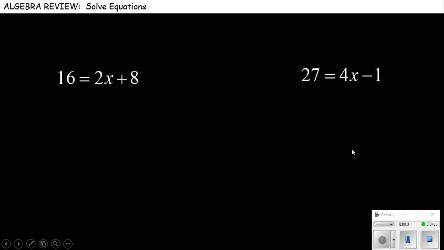Here are two problems for you to try. The problem on the left, 16 equals 2x plus 8. You're going to subtract 8 from both sides and then divide by 2 to find what x is. Now, the second one is totally up to you. Take a few moments to try to solve these two equations.